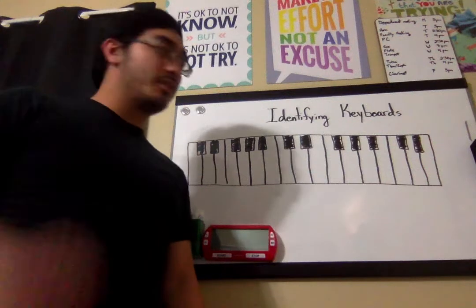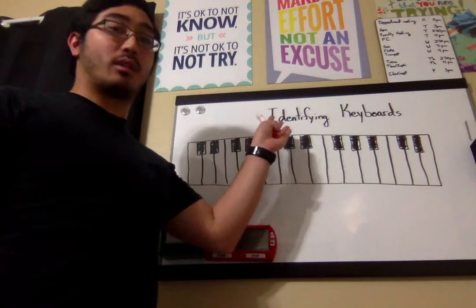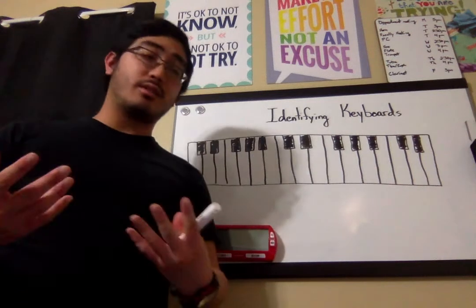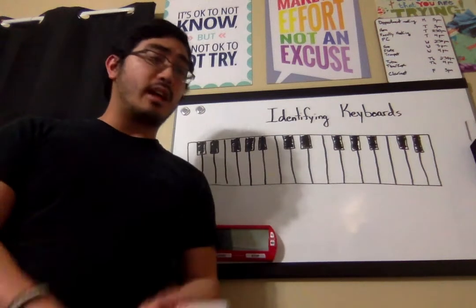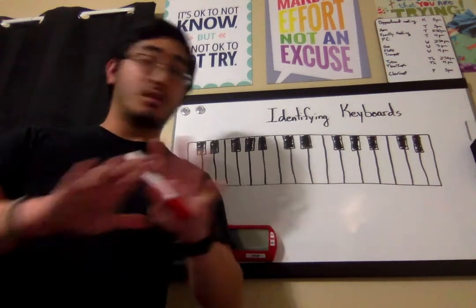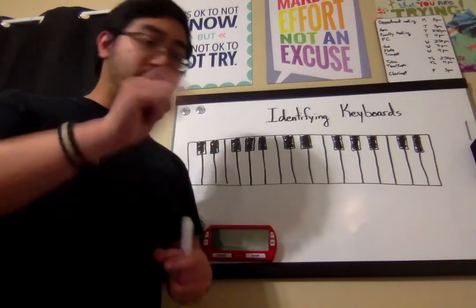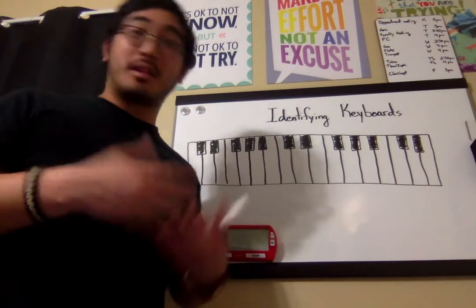Hi everybody! So today we're talking about identifying keyboards. Keyboards are the piano and all of your mallet instruments: glockenspiel, xylophone, marimba, vibraphone, all of those instruments that have little bars that you either strike or press that make sound.